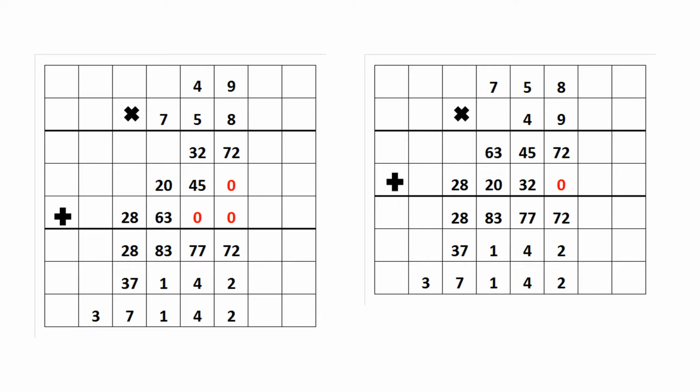We get to the 7. It's really 700. We add 2 zeros. 7 times 9 is 63. 7 times 4 is 28. We will add these numbers up. 72, then 32, 45, 0 is 77. 20 and 63 is 83. And we have the 28.